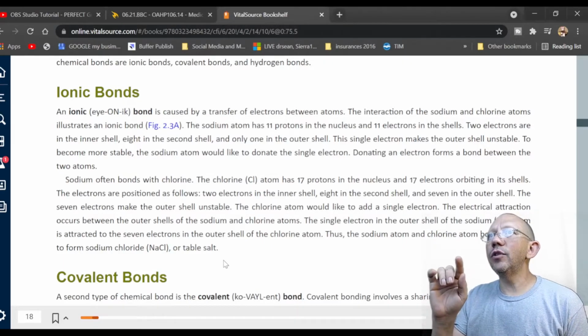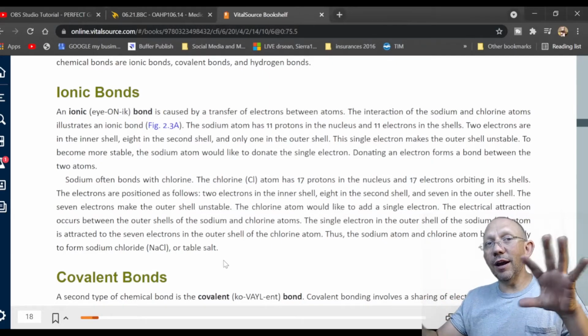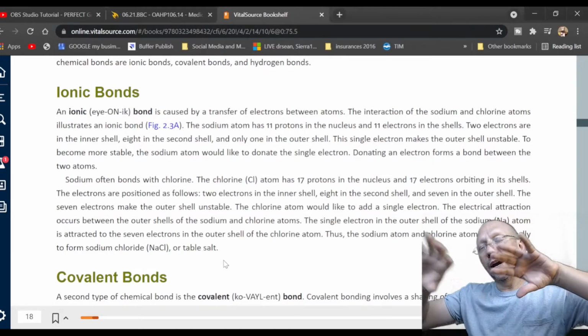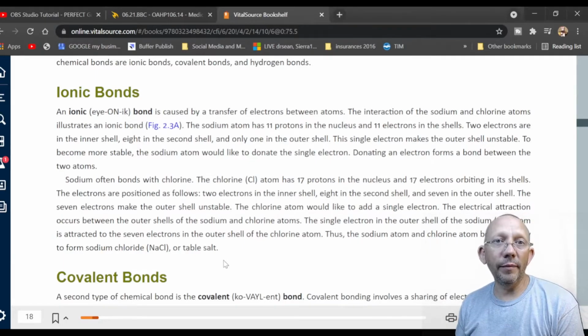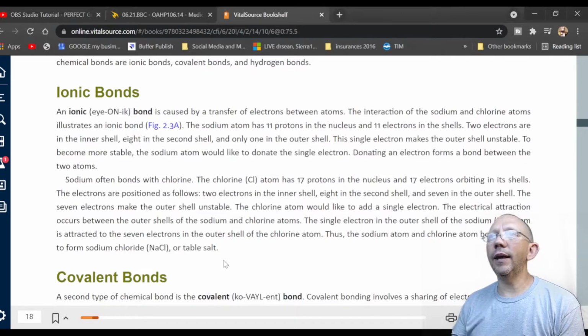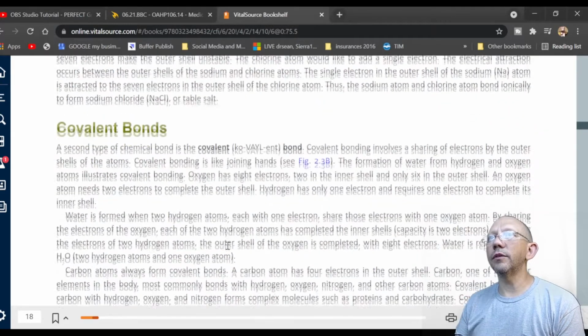Okay. Sodium often bonds with chlorine. Chlorine is the same kind of deal. They connect together. A negative and a positive connect together, and they make a more stable compound, basically. Okay, or NaCl, which is called table salt.